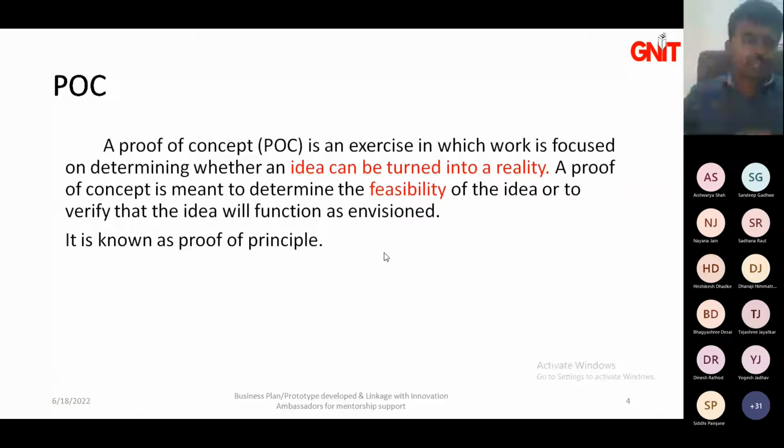So a proof of concept is the one which is meant to determine the feasibility of your idea. That feasibility study you have to study, then you have to go for the plan. If you need a prototype, first you need to do the feasibility study, whether my idea is right or wrong. It is also known as the proof of principle.